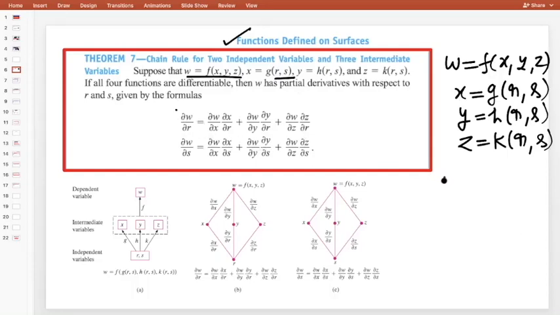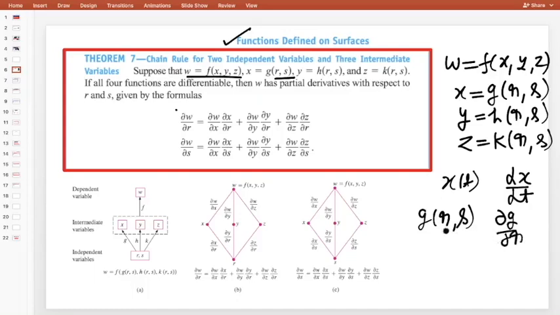Just try to understand. If the function depends on only one independent variable, then we use dx by dt. If g is a function of r and s, we use the partial derivative del g by del r. Why? Because there is more than one independent variable. Now how can you find del w by del r? Very simple. Again we use the same concept. First we differentiate w with respect to x, and then x with respect to r.